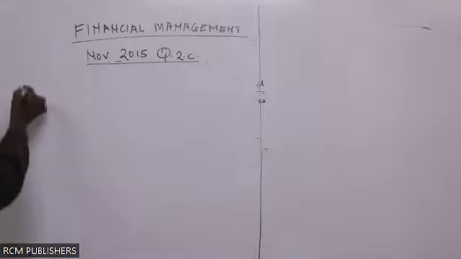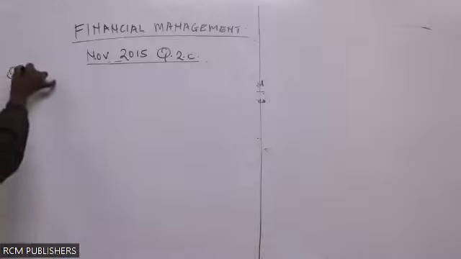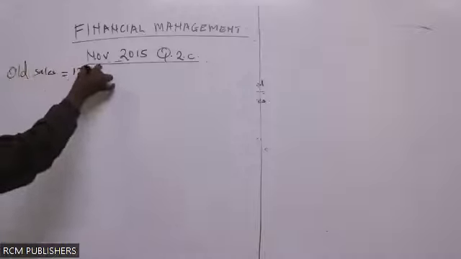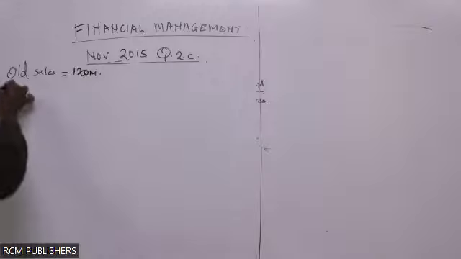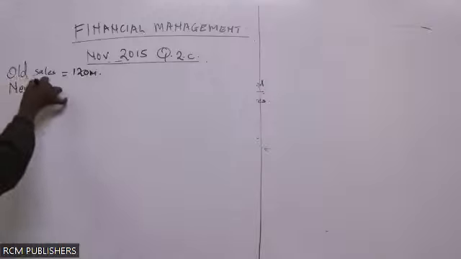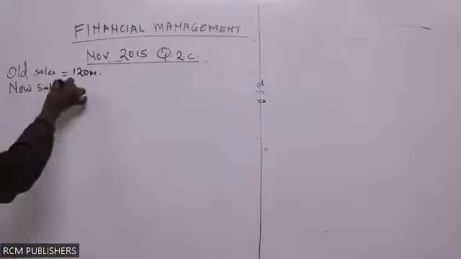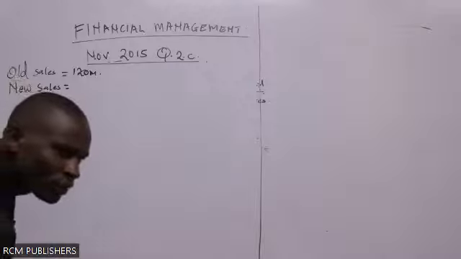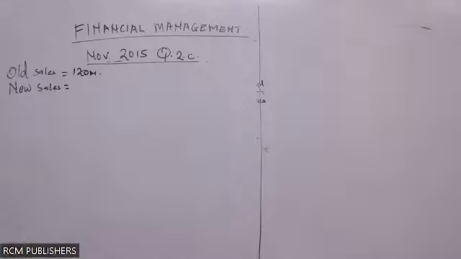So, old sale is equal to 120, of course, million. What will be my new sale? We must first get the new sale here. Because I'm told that under the new policy, the sales are going to increase by 15%.